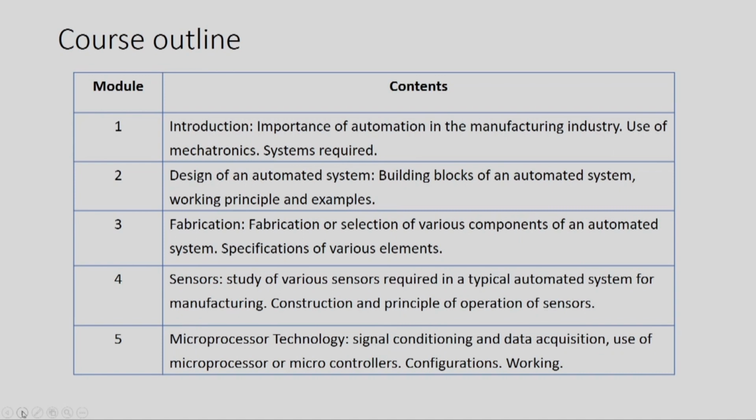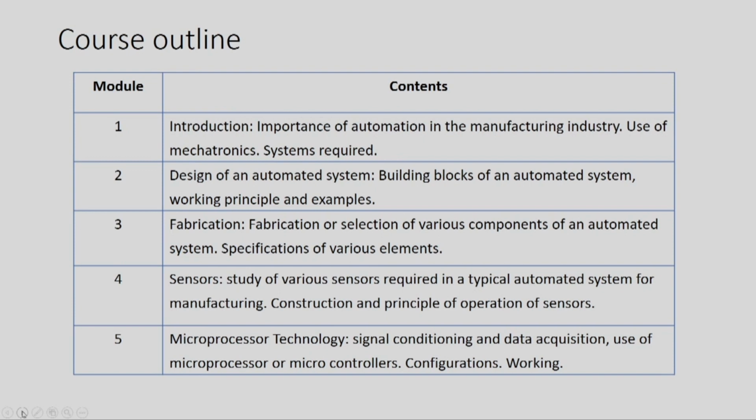The course outline is shown on your screen. The course has 12 modules. In module 1, we will be studying the importance of automation in the manufacturing industry. We will study the meaning of mechatronics. In module 2, we will study the building blocks of a typical automated system which is a mechatronics based system, the working principle, and we will look at some of the examples related to automated systems.